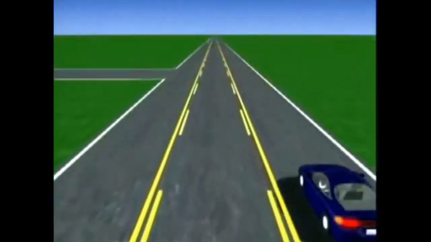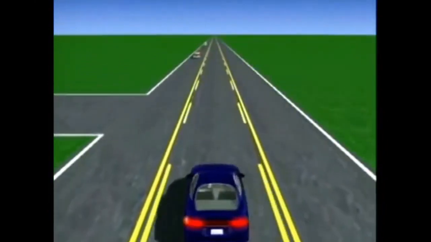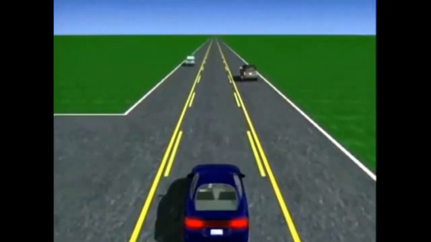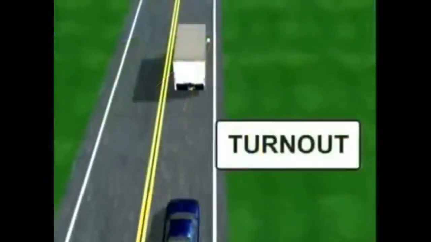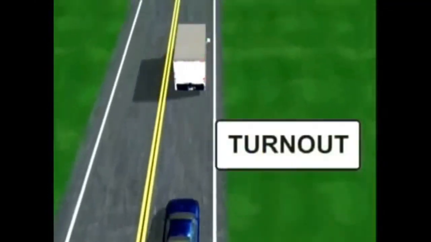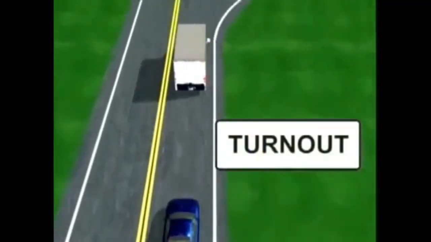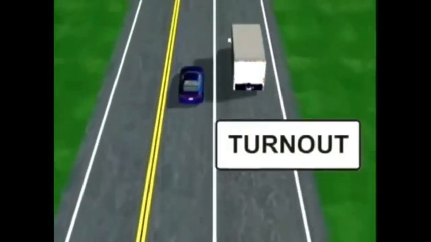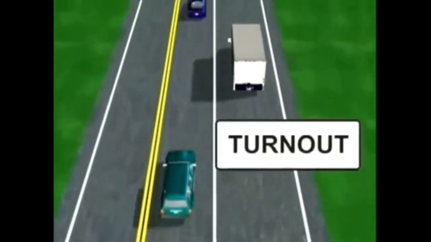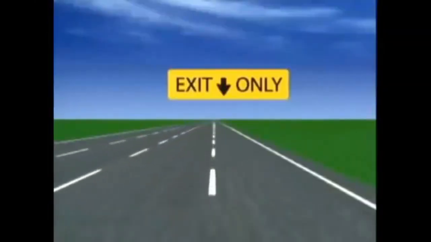Center left turn lanes keep traffic flowing and prevent rear-end collisions. Always use them for left turns when available. On a two-lane road, if you are driving slowly and traffic behind you cannot pass, use a turnout lane when available. You must do this when 5 or more cars are behind you. And be aware of markings that let you know that a lane is about to end.